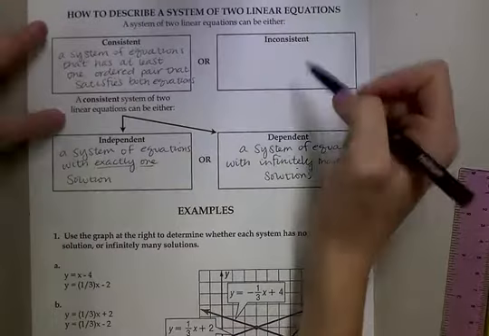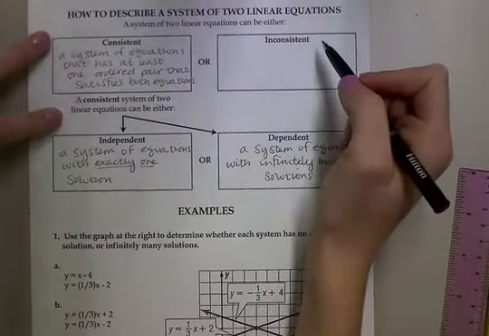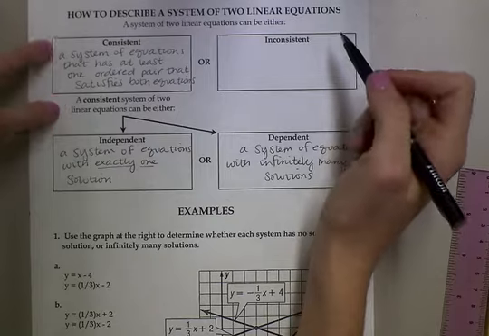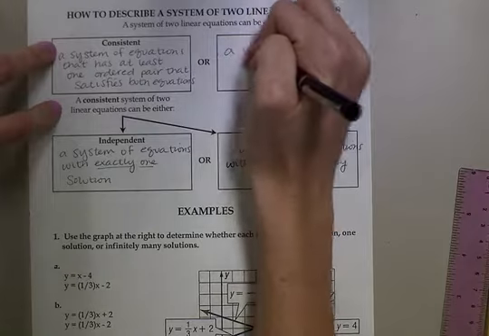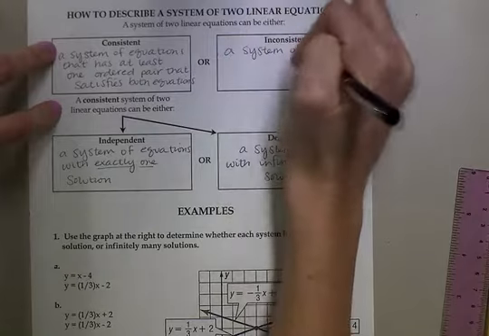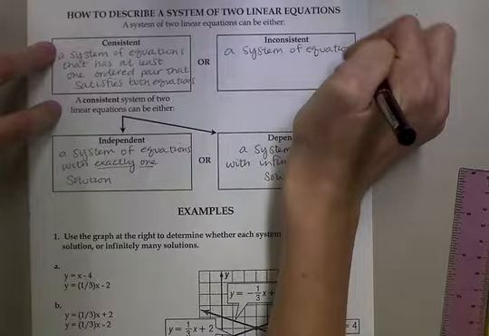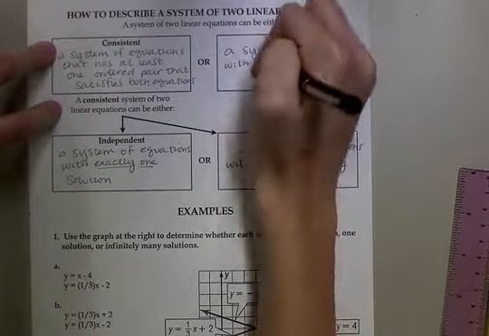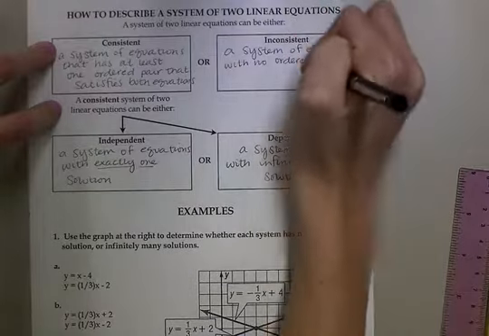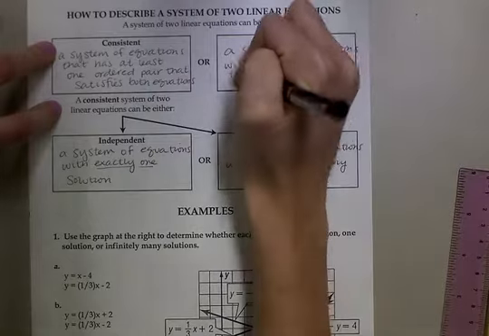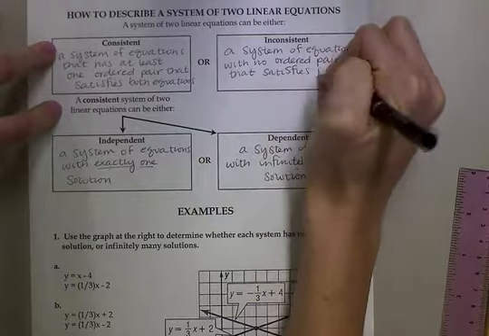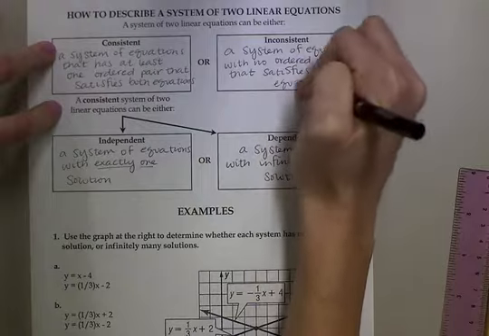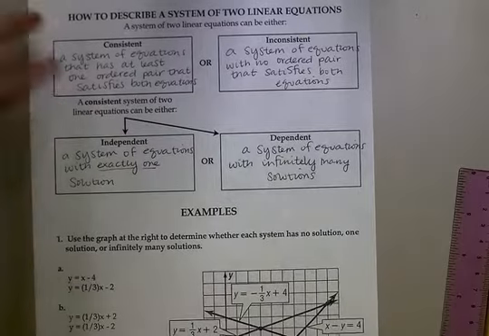Now, an inconsistent system of equations is just a system of equations that has no ordered pair that satisfies both equations. So in other words, an inconsistent system is one that has no solution.